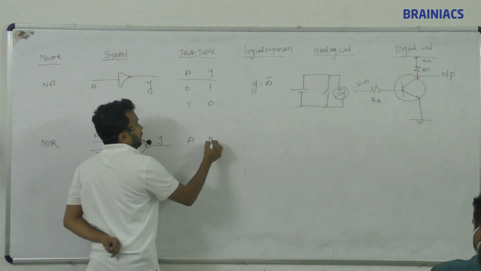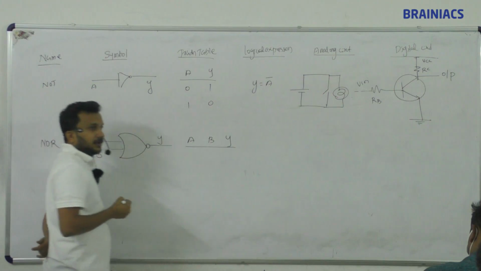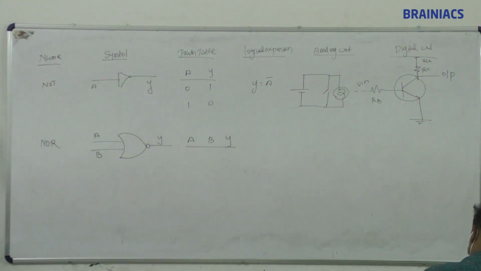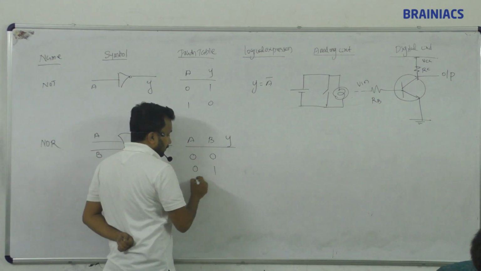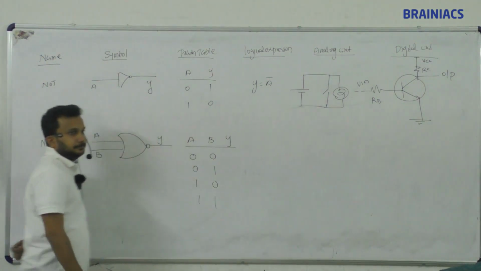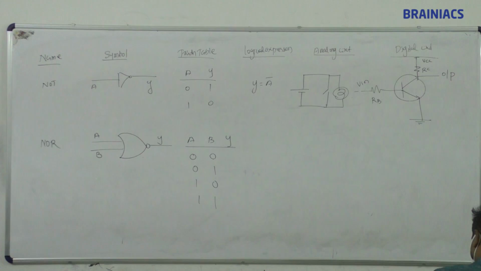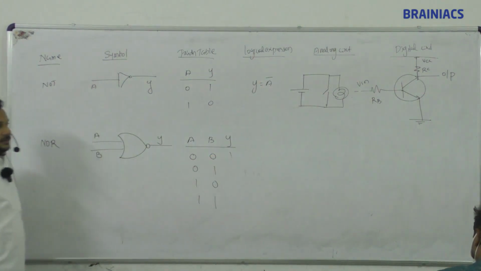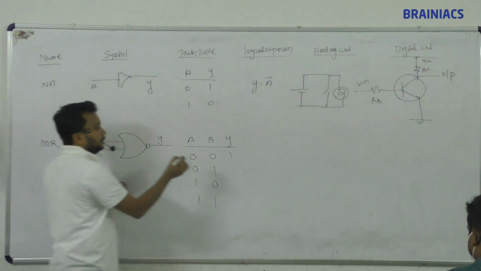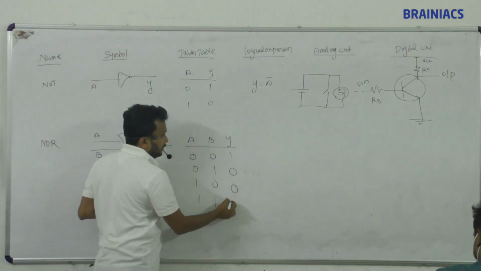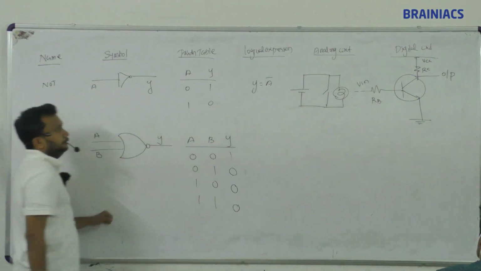Okay, 2 input. What is the difference between NOR and OR? NOR means OR plus NOT. OR in the opposite is NOR. So 0 0, 0 1, 1 0, 1 1. In OR gate, 0 plus 0, what will we get? 0. But here what will we get? 0 and 1: 0 plus 1 is 1 in OR gate, but in NOR gate what? 0. So this is 0, this is 0.